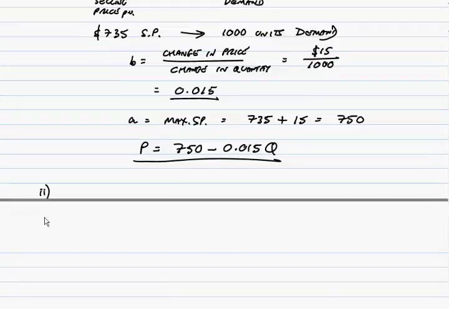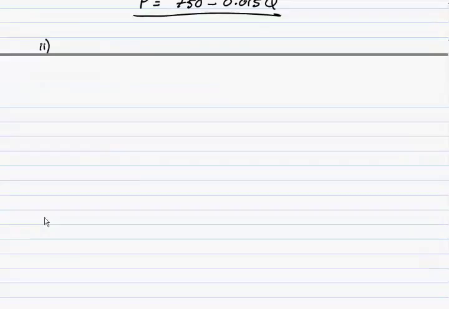2. Calculate the marginal cost after adjusting the labour cost as required by the note above. Well, the marginal cost is the variable cost.